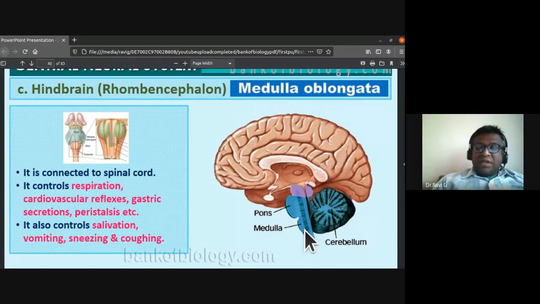It controls respiration, cardiovascular reflexes, gastric secretions, and peristalsis, the contraction and relaxation of the alimentary tract, which makes the movement of food. That is also controlled by the medulla oblongata. The medulla oblongata also controls salivation, vomiting, sneezing, and coughing.